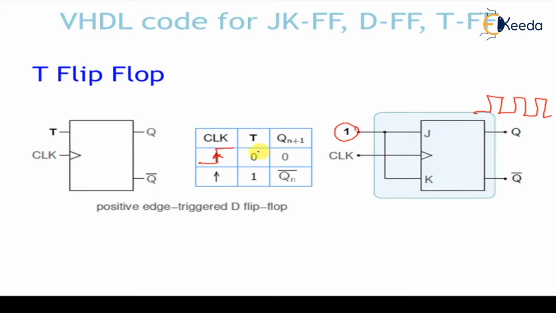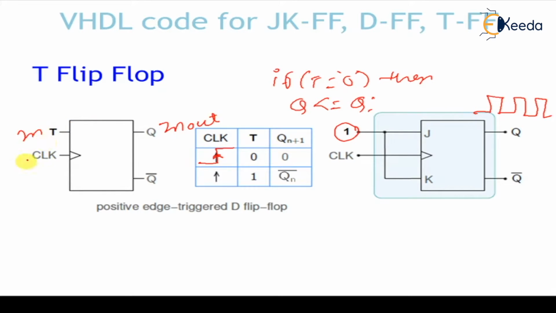Then we have to check the condition. If T is equal to 0, then we maintain Q is equal to Q. Here we are taking Q as inout, and the others as in. Else, in the else condition, Q is equal to not of Q, then end if. So this is the code structure for our T flip flop.